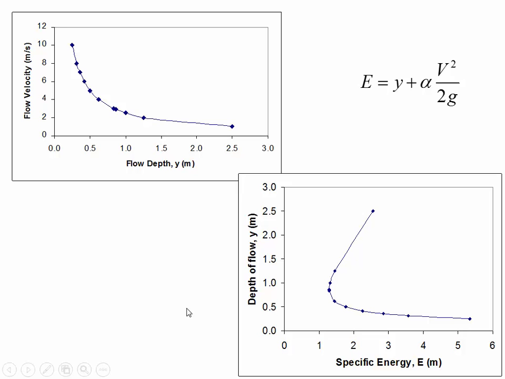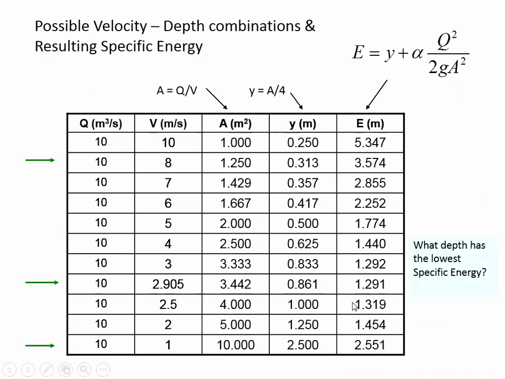This curve here, you put E on the horizontal axis and Y on the vertical axis. And so what it's saying is there's two different depths that go along with the same specific energy. Let's just use 2.5. So 2.5 is going to be a depth, if our specific energy is 2.5, that would be a depth between 1.25 and 2.5.